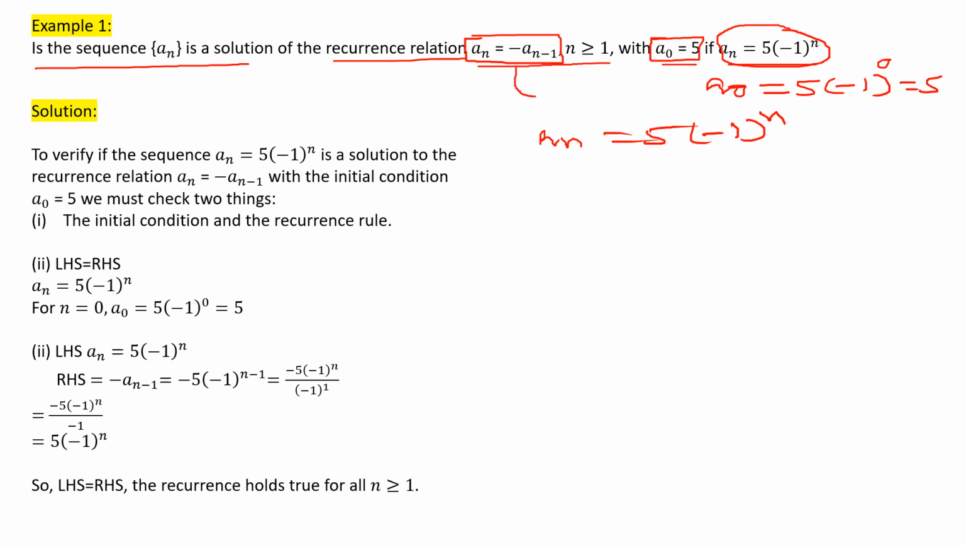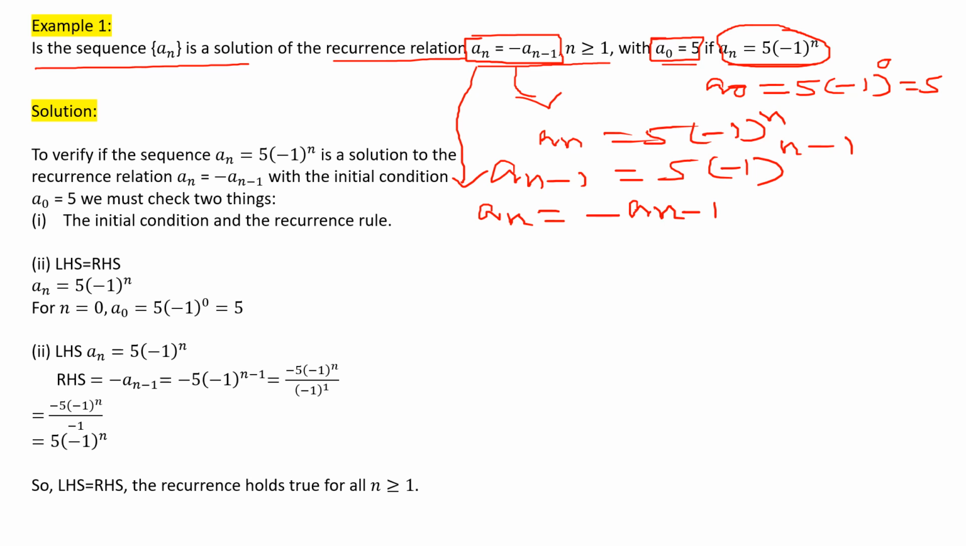Then you need to calculate a_{n-1}. So to obtain a_{n-1}, I have to replace n by n minus 1. But what is given here? We have a_n equal to minus a_{n-1}. So to write this, minus this a_{n-1}, we will take this value. So that is minus of 5 times (-1) to the power n minus 1.